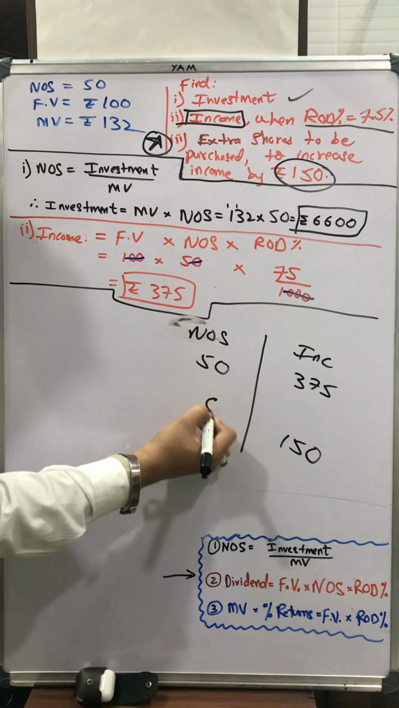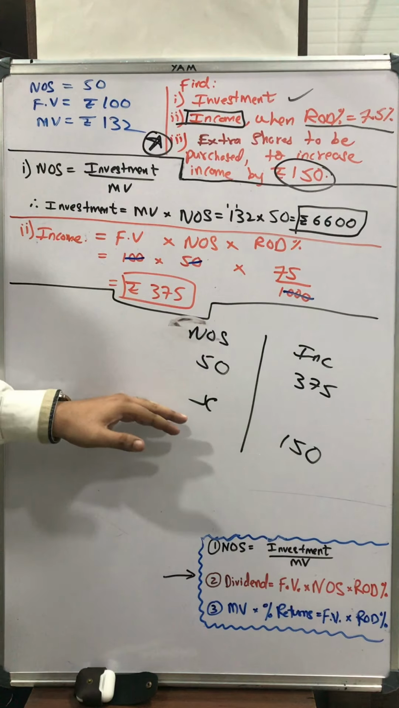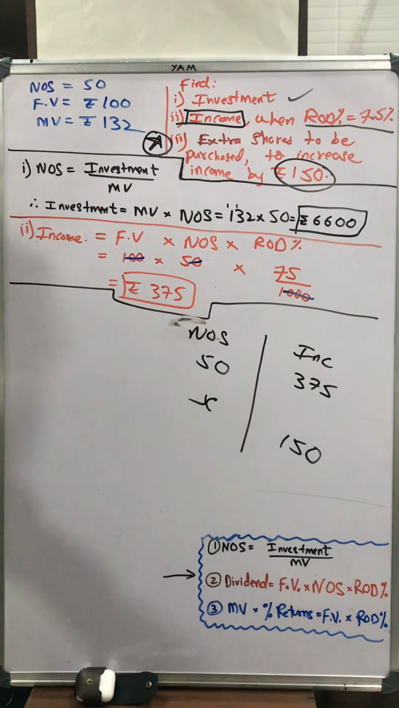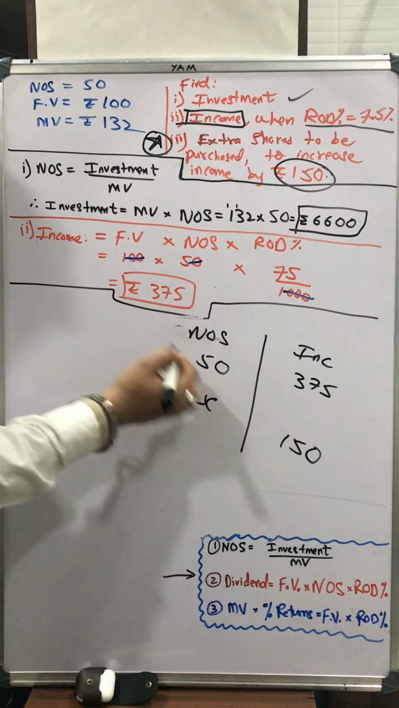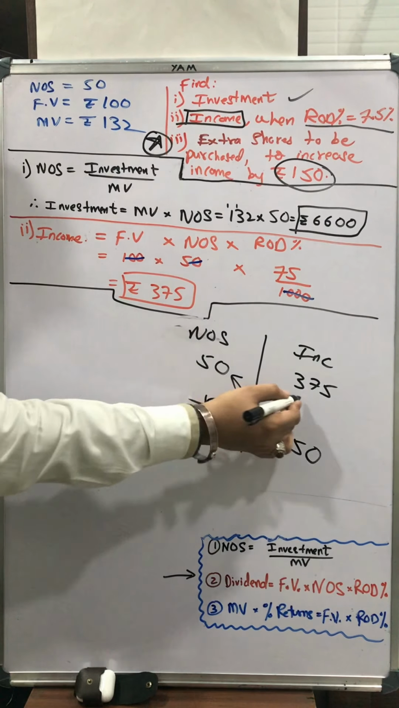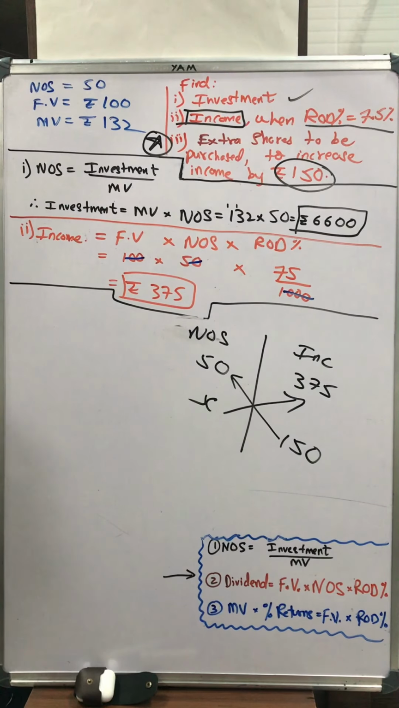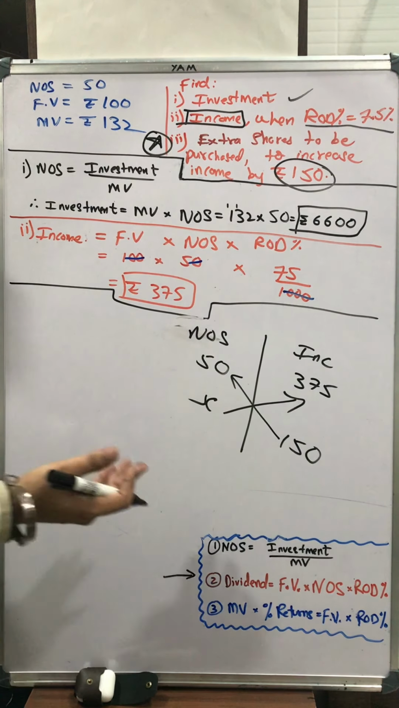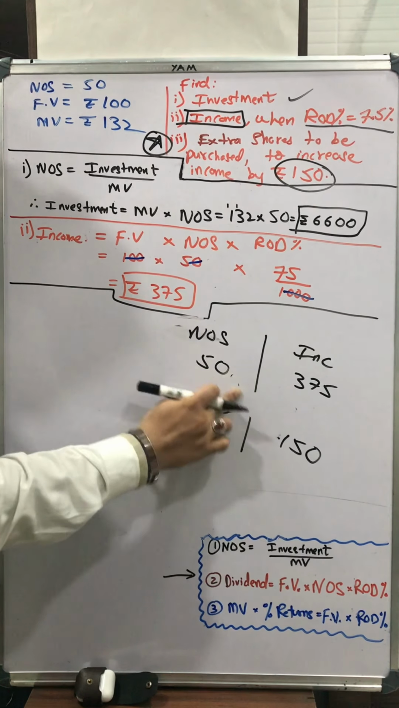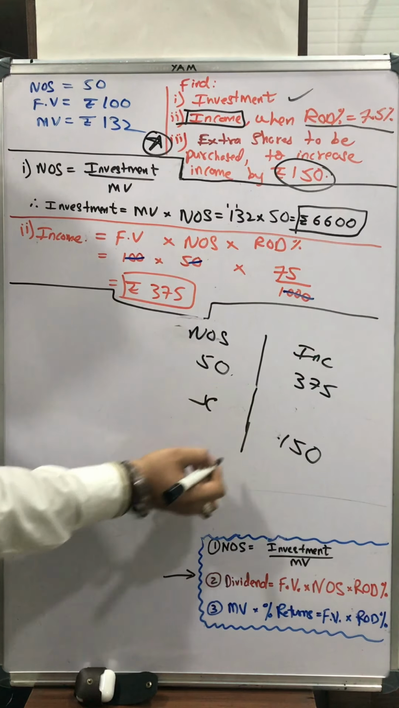So let the extra shares be X. When he buys X number of shares, he will get this 150 as profit. We can do this by the normal traditional method, just by cross multiplying, 150 multiplied by 50 and X multiplied by 375, and we can get the value of X. By this method also we can do it. But as we are doing the chapter of shares and dividend, it's always preferable to use the formulas. So students, I'll not go by this cross multiplication method, although you'll get the correct answer from this.